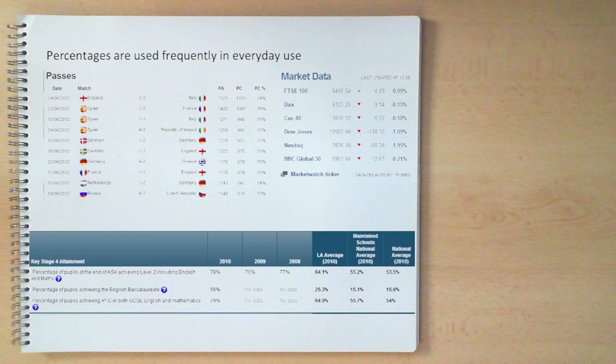Because they're used so frequently in everyday situations, it is really important that you understand the basics of percentages. Otherwise you run the risk of being, well, in some circumstances being misled, and in a lot of circumstances ending up costing you a lot of money if you don't understand clearly how they work.